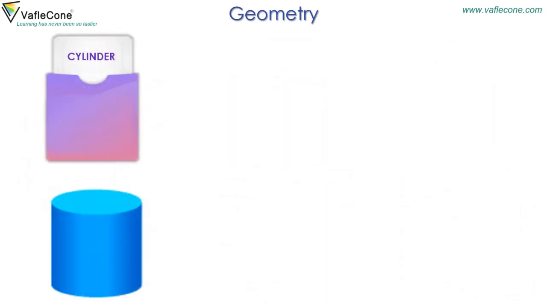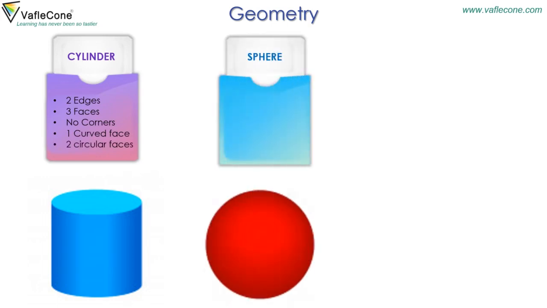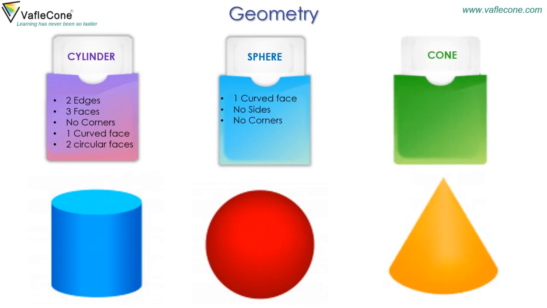Cylinder. A cylinder has 2 edges, 3 faces, no corners, 1 curved face and 2 circular faces. Sphere. A sphere has 1 curved face, no sides and no corners. Cone. A cone has 1 edge, 2 faces, 1 corner, 1 face is curved and 1 face is circular.